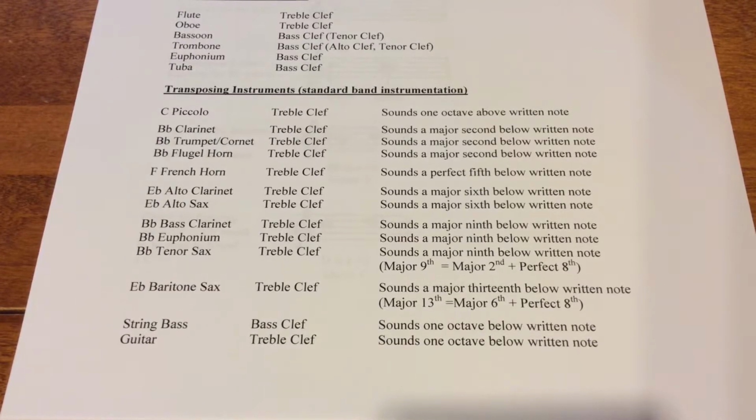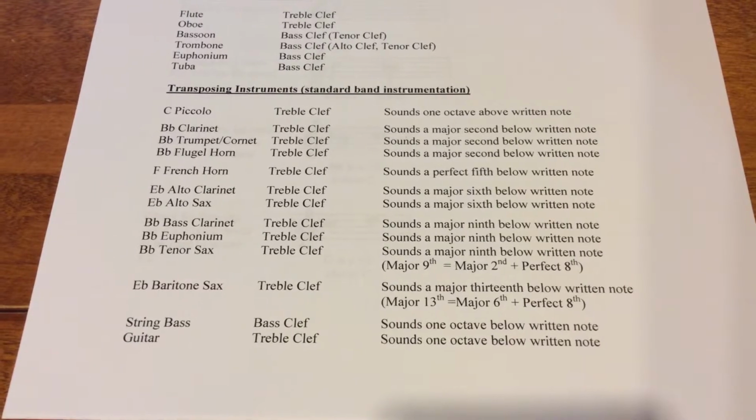Clarinet, the trumpet or the cornet, and the flugelhorn, those are all considered B-flat instruments, and they read treble clef as well, but they sound basically a major second below what's written. The French horn is designated as the F French horn because it sounds a perfect fifth below what's written in pitch, concert pitch. Also reads in the treble clef. The alto clarinet and the alto sax are treble clef instruments. They sound a major sixth below.